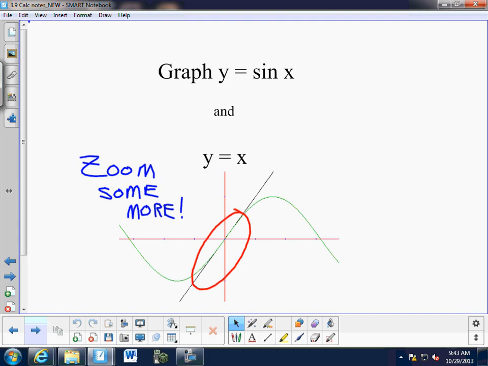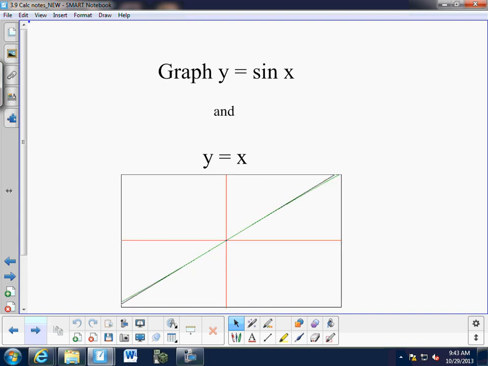Zoom in a little bit around that point, and what you get is exactly what we have been dealing with, tangent lines. Now, this is one of those really unique situations where the tangent line actually cuts through at this point. It is a tangent line at that point. It's just that the curve changes direction.